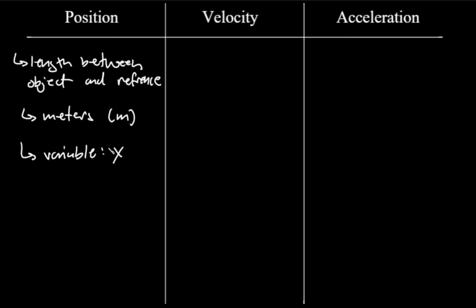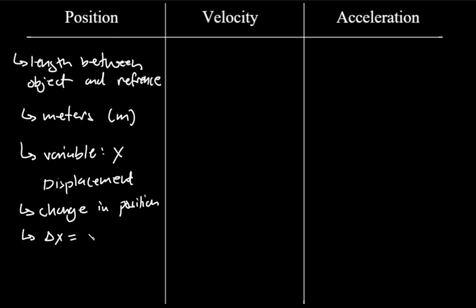However, there's another big concept with position, and that's the idea of displacement. Displacement is the change in position. We usually write this as delta x, which equals the final position minus the initial position. Sometimes you might see delta x written as s in some cases, but it means the exact same thing.